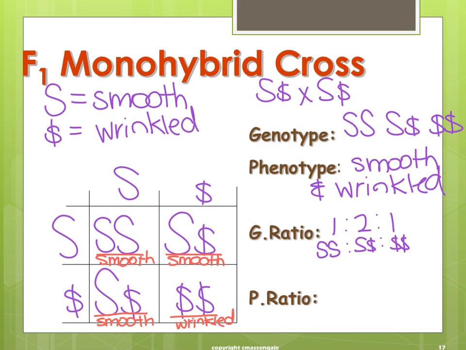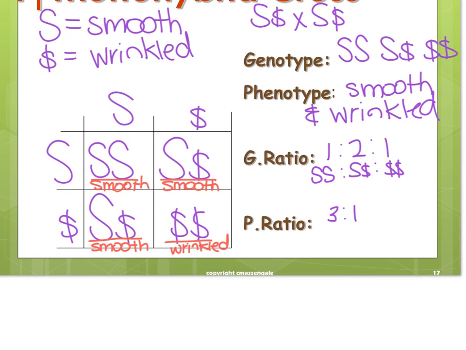How about our phenotypic ratio? What is that going to be? 3 to 1, that golden ratio that Mendel got. And it's going to be 3 smooth to 1 wrinkled. If you don't indicate what your options are, it's going to be wrong.